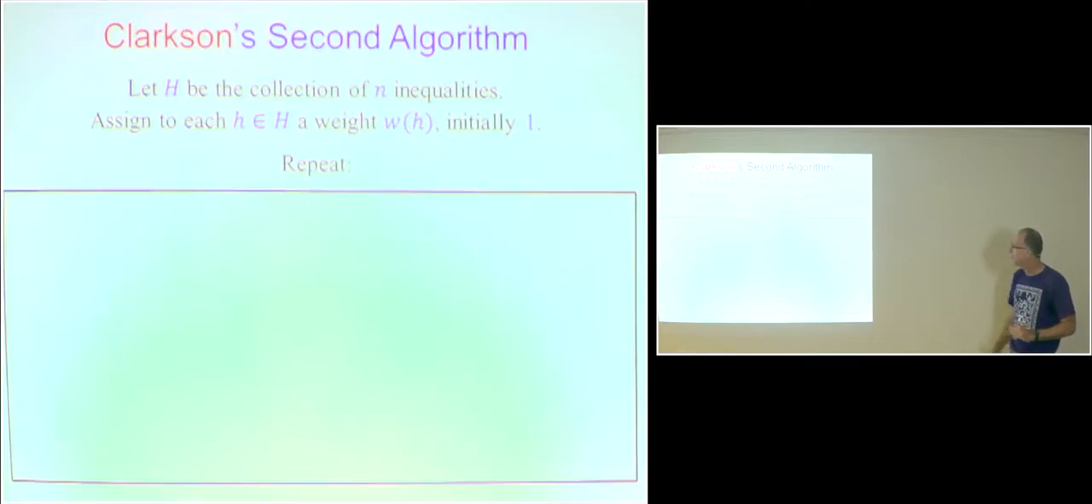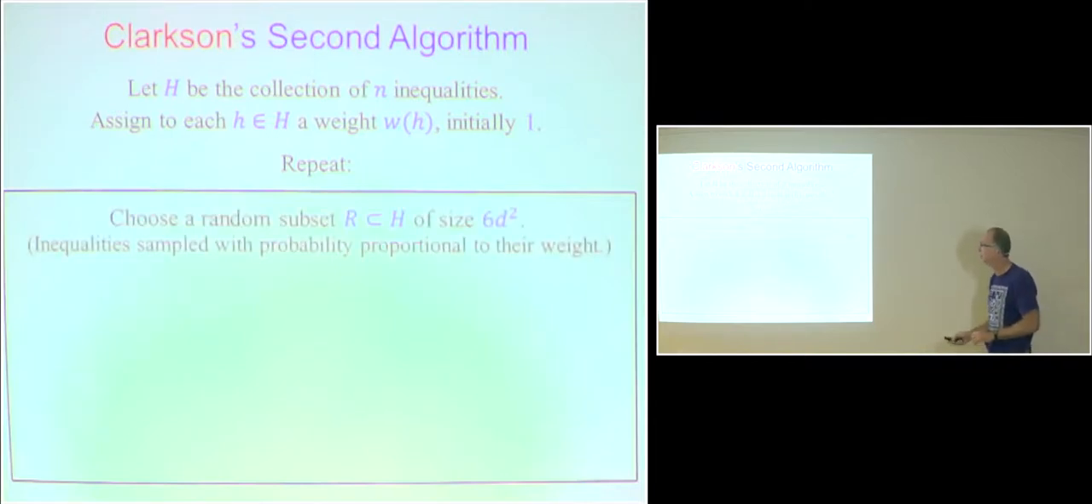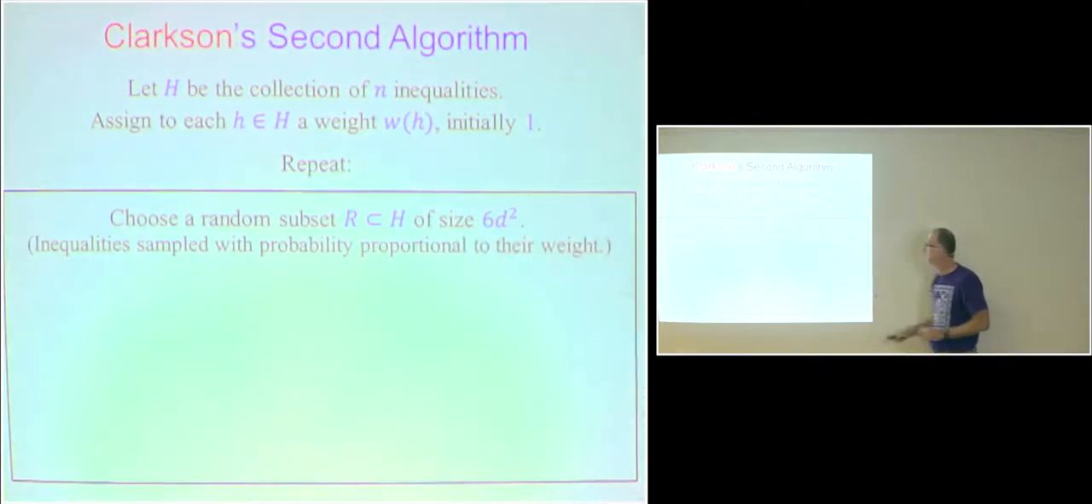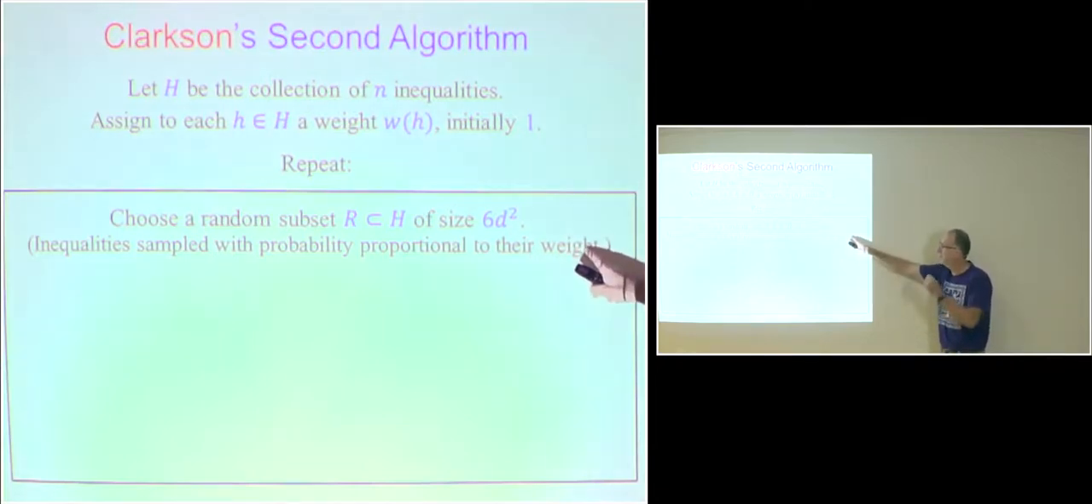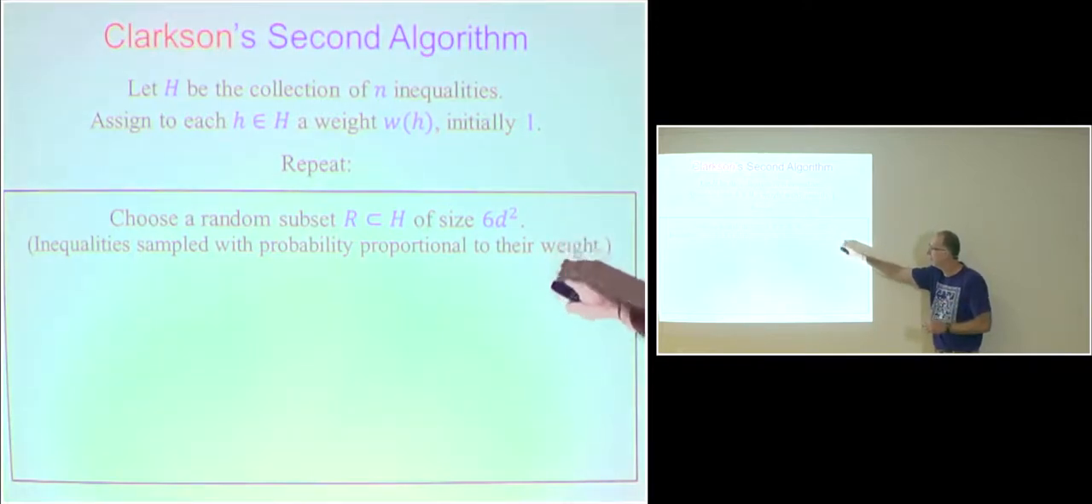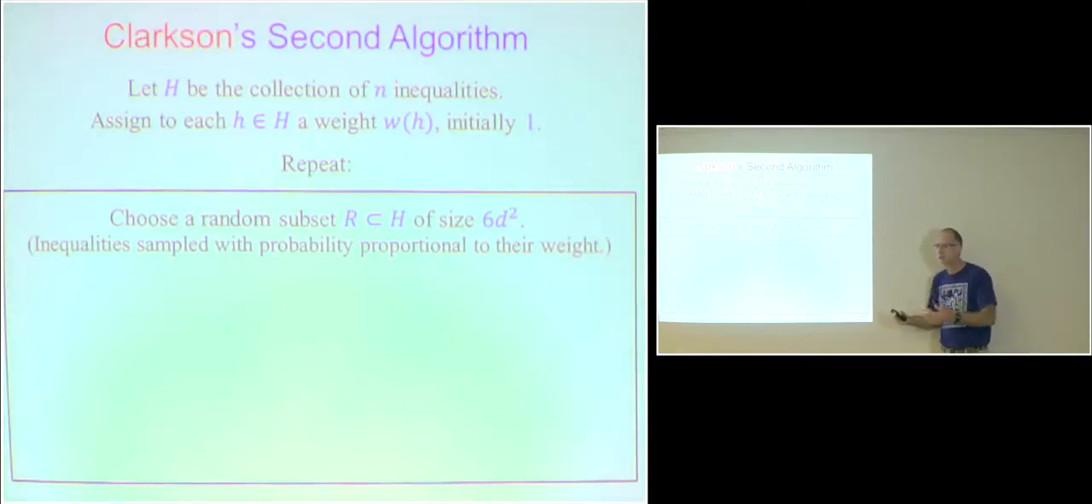It's a slightly more complicated algorithm. It still fits on a slide. What Clarkson is saying is, repeat the following step. Choose a random subset H of size 6d squared. So we choose a random subset of quadratic size. We choose the inequalities for this random subset with probability which is proportional to their weight. So if we think that this inequality is important, we sample it with a higher probability.